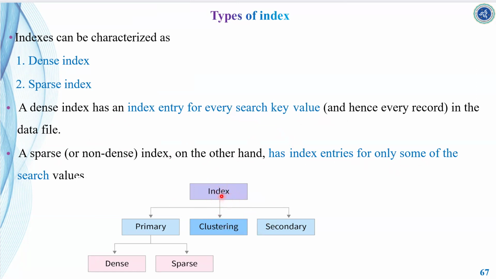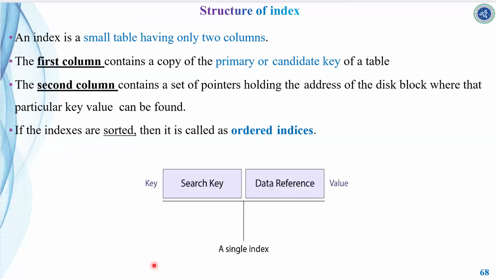So again, the types of index can be classified as three different types: primary index, clustering index, and secondary index. The primary, again, we can broadly classify into the dense as well as the sparse index. Given this is the structure of the index, the index is a data structure. It is a small table having two columns.